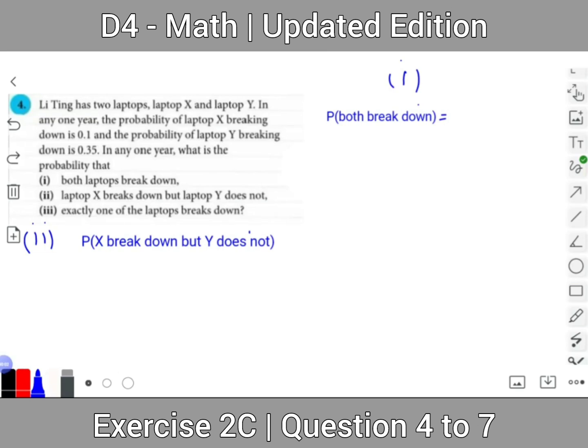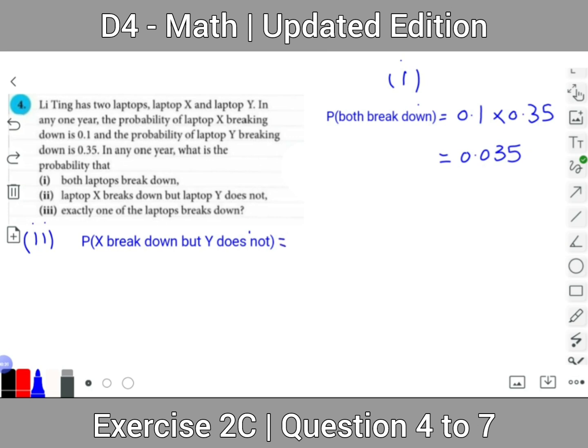Now in part 1, the probabilities of both breaking down are given in the question. So we will apply the multiplication law of probabilities here. We have 0.1 multiplied by 0.35, and after multiplication we will get 0.035. So the probability that both break down is equal to 0.035.